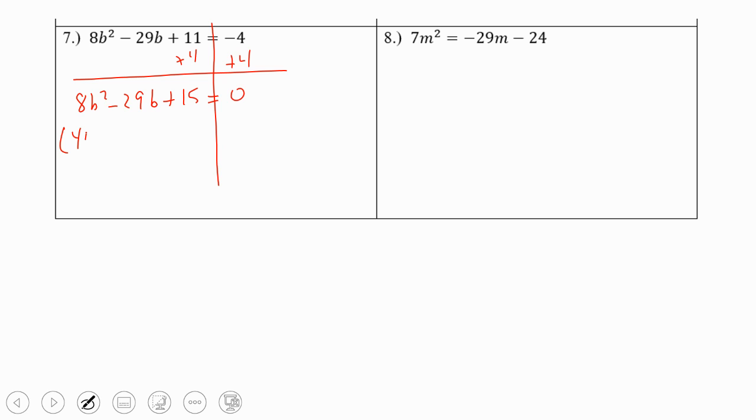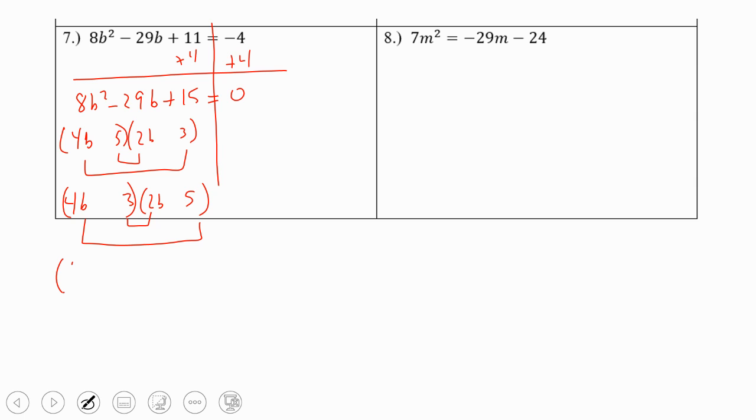So I'm going to try 4b and 2b. I always try to not use 8 and 1. And let's try 5 and 3 and see how we do. So that's 10 and that's 12. So 10 and 12 doesn't work to give me 29. So I'm going to switch the 3 and the 5 around and see if that works. So that gives me 20 and 6, which doesn't work.